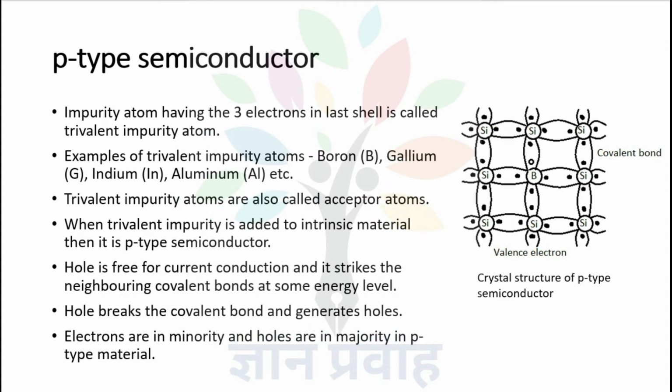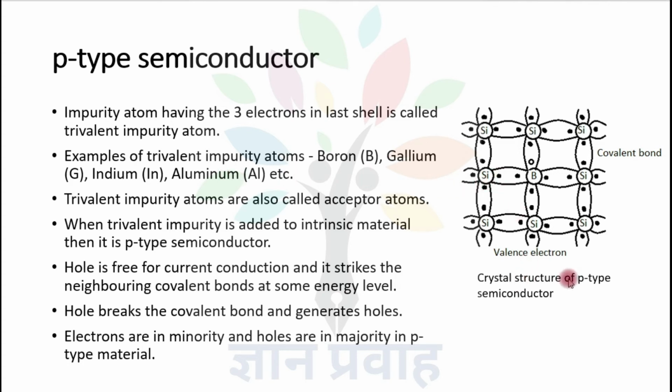P-type semiconductor. A P-type semiconductor is formed when P-type dopant, or acceptor dopant, or trivalent impurity atoms, which have 3 electrons in their last shell, are added into intrinsic semiconductor material. Then the new material is called P-type semiconductor material. Examples of acceptor or trivalent impurity atoms are boron, gallium, indium, aluminium. They have 3 electrons in their last orbit.